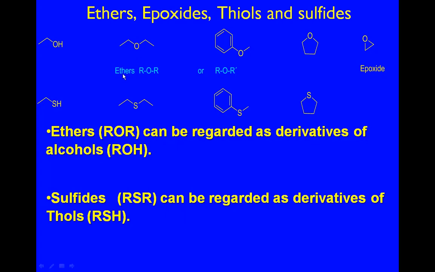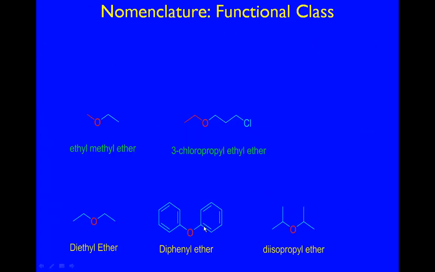You just substitute sulfide for ether when you see sulfur. This is tetrahydrothiophene. Again, this is derived from thiophene, so it's called tetrahydrothiophene. Ethers can be regarded as dialkyl derivatives of water or alkylated derivatives of alcohols. You are alkylating the other hydrogen with an alkyl group, so you get an ether. Sulfides can be regarded as derivatives of thiols, alkyl derivatives or aryl derivatives.